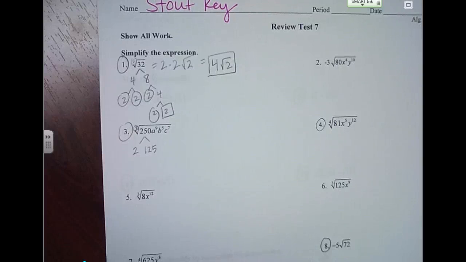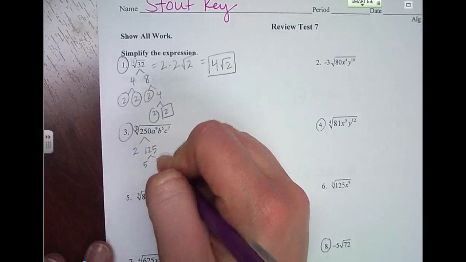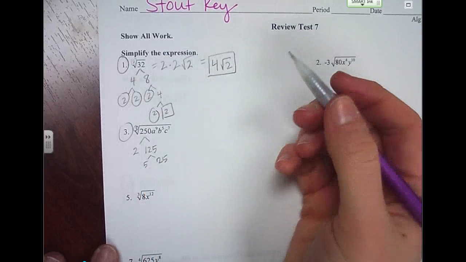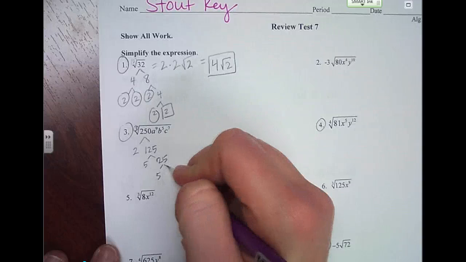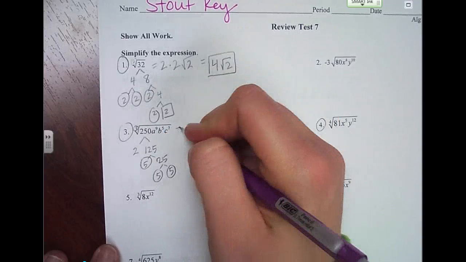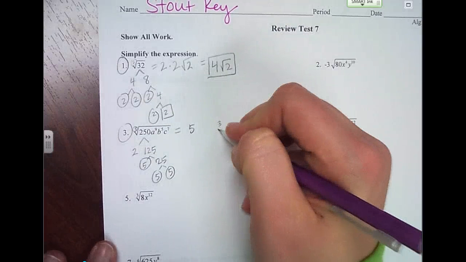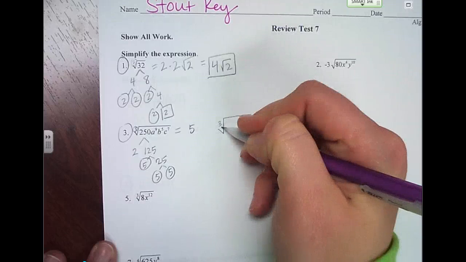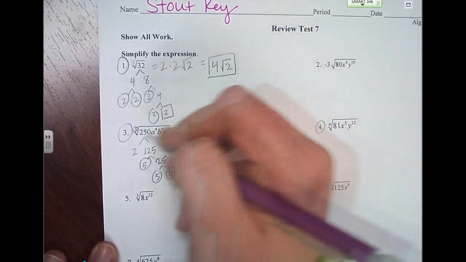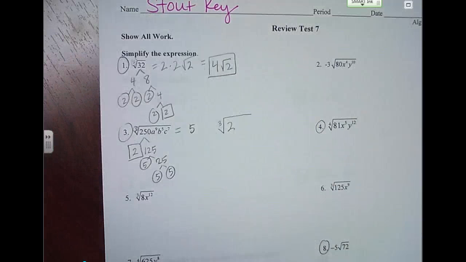And then 125 we could do 5 times 25. And 25 we can do 5 times 5. So I'm looking for a group of 3, and I have 3 5s. So that means I can have a 5 on the outside, and on the inside of this cube root, make sure you put that cube root, is this 2. So then let's look at our variables.